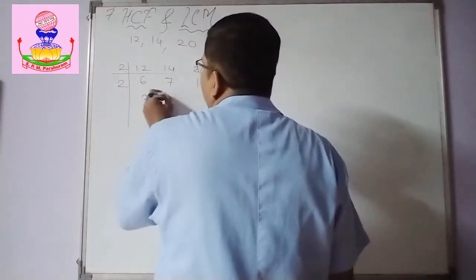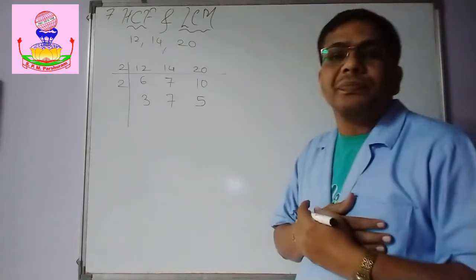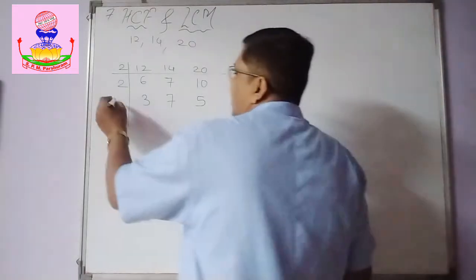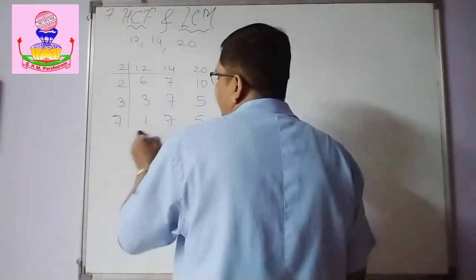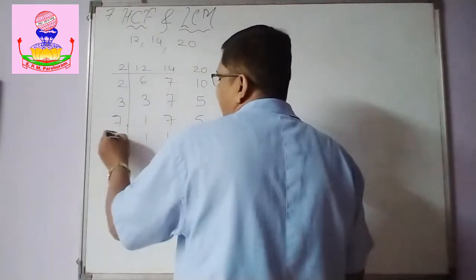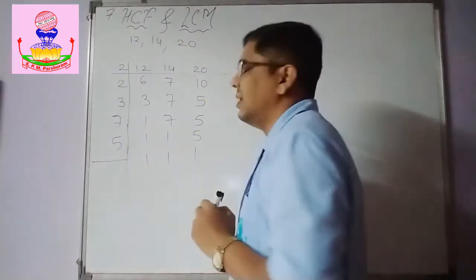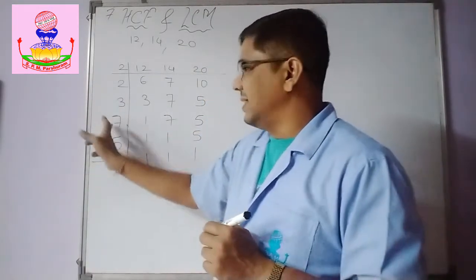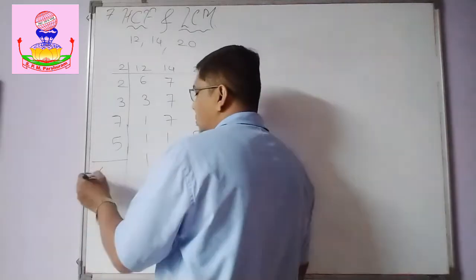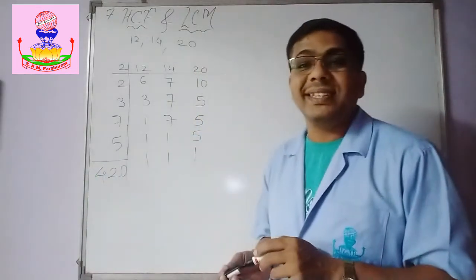2 3s are 6, 7 as it is, 2 5s are 10. Then divide by 3, 7 and 5 as it is, then 7, 5 as it is, then 5. Now multiply them all and you will get the LCM. 2 2s are 4, 4 3s are 12, 12 5s are 60, 60 7s are 420. So the LCM is 420. And what is the HCF?